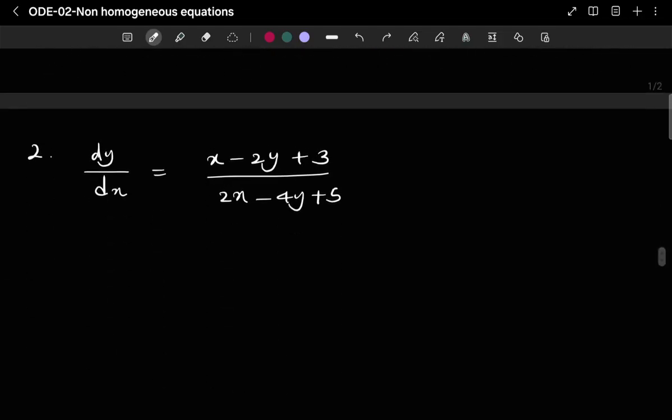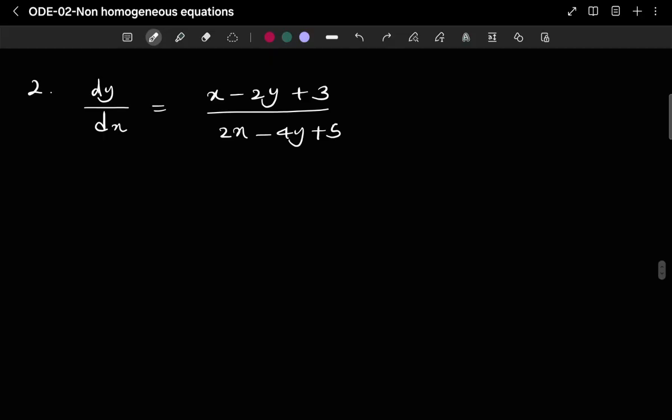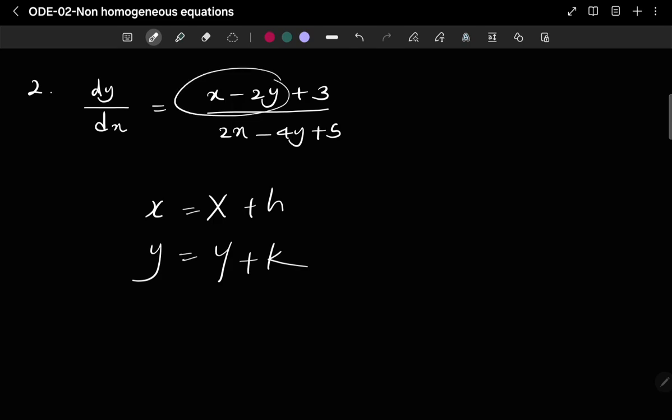So moving on to the second equation in the practice questions, we have dy by dx equals (x minus 2y plus 3) divided by (2x minus 4y plus 5). So thinking about this question, it actually cannot be done by the typical method of solving these non-homogeneous equations, which is by taking a capital X function for simple x and a capital Y function for simple y, because here look, we have x minus 2y in the numerator and 2x minus 4y in the denominator.